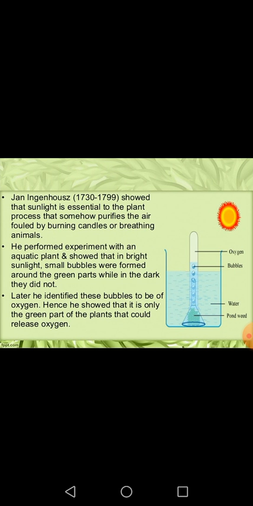Then the second experiment was done by Jan Ingenhousz, who lived from 1730 to 1799, and with the help of his experiment he showed that sunlight is essential for the plant. Actually, photosynthesis is the process in which plants purify the air, and Jan Ingenhousz during his experiment proved that sunlight is essential for that particular process. Means for the process in which the plants purify the air, sunlight is essential.